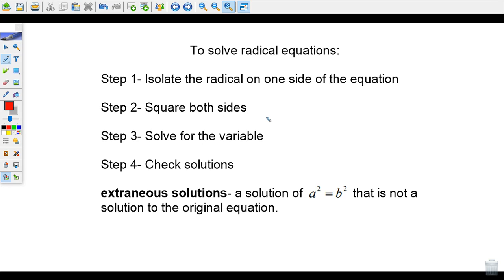You always have to check your solutions. The reason that you have to check your solutions every single time is that because we square both sides in step 2, sometimes we get what's called an extraneous solution. It's a solution of the equation after we square both sides, but it's actually not a solution to the original equation. So in step 4, when I say check solutions, this is with the original equation. Make sure that you substitute your solution or solutions into the original equation and make sure that they work.